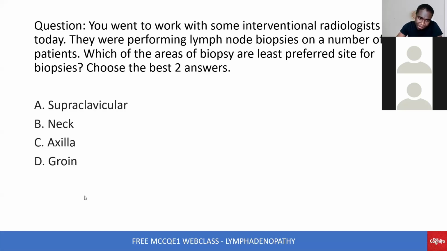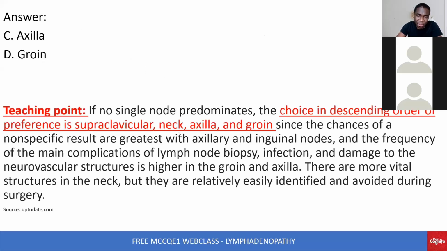So someone is going for A and B. And someone is also going for A and D. So people are going for the groin. The least preferred. Now, the answer is C and D. C and D. And what do I mean by that? C and D. Teaching points.